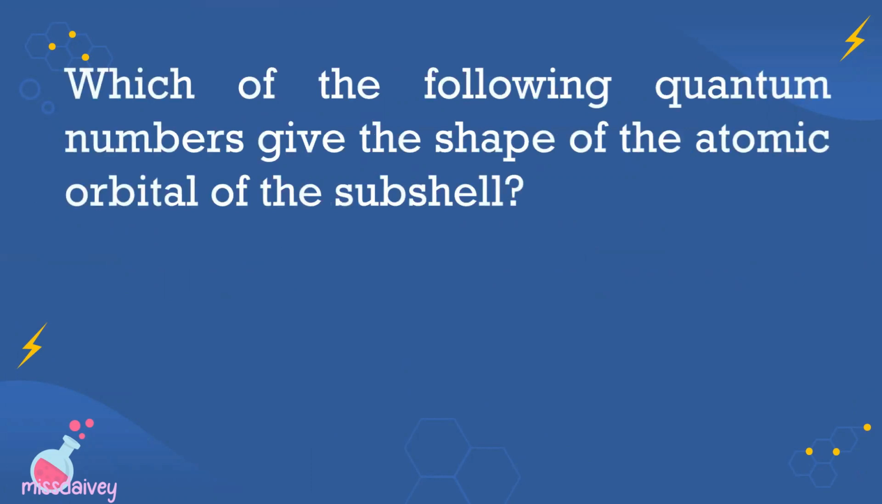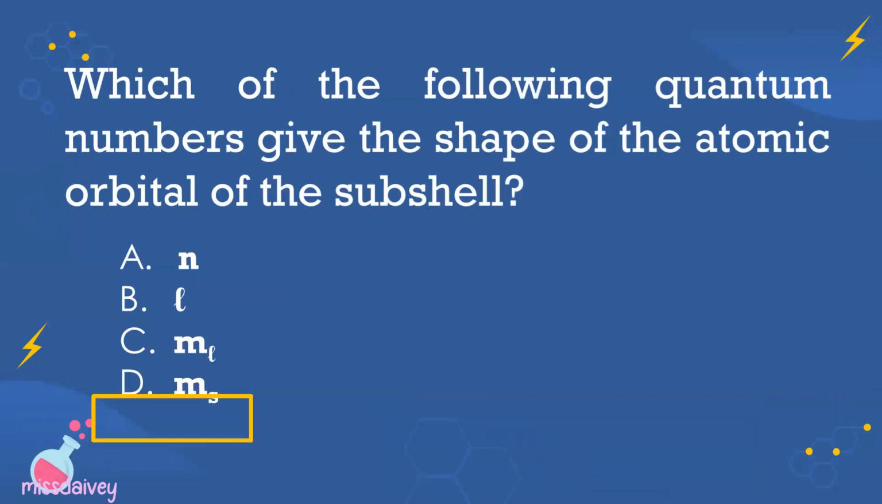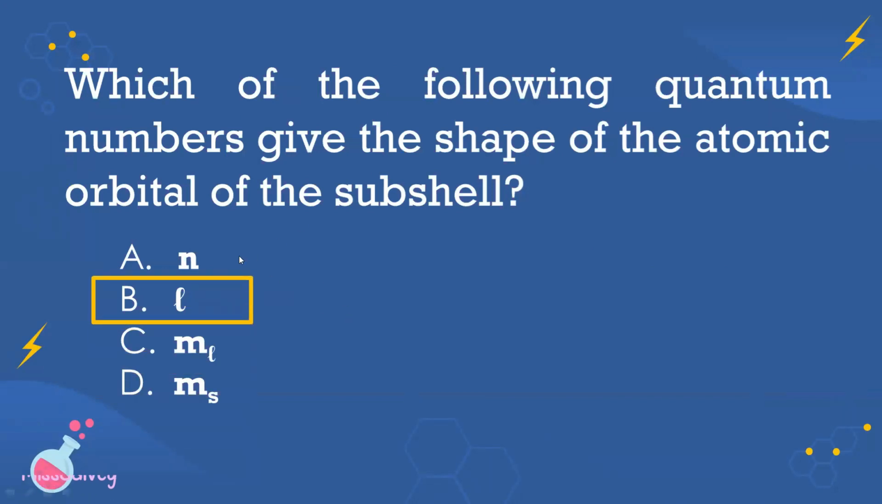Which of the following quantum numbers gives the shape of the atomic orbital of the subshell? Is it A. n, B. l, C. m sub l, or D. m sub s? The correct answer is B. l. Again, n is the principal energy level, l refers to the orbital shape, m sub l refers to the magnetic quantum number, and m sub s refers to the electron spin quantum number.